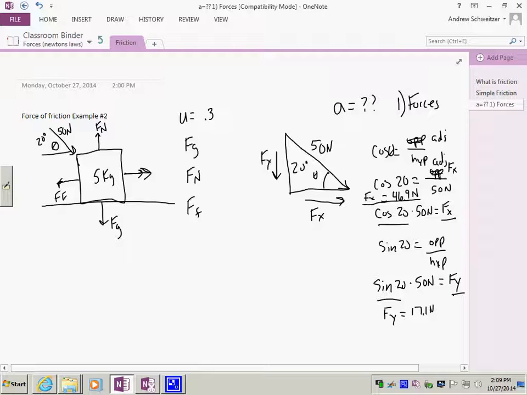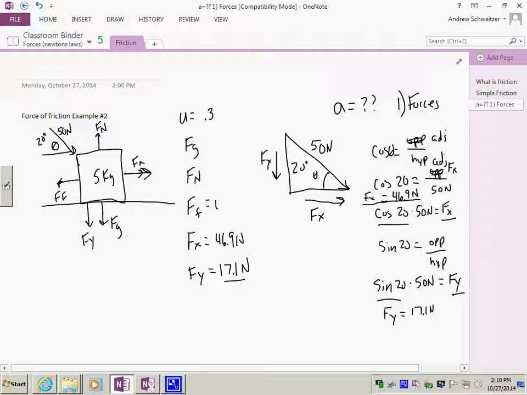So I must keep labeling my forces. The force X is equal to 46.9 newtons. Force Y is equal to 17.1 newtons. I can label these on here. This is force X. And then there's a component that's also pushing down, which is the force Y, and that is equal to 17.1 newtons.